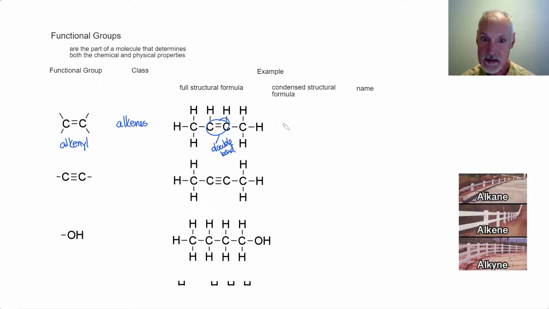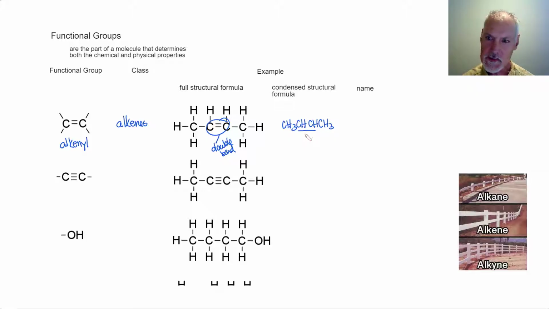Let's look at its condensed structural formula. So CH3, CH, CH, CH3. I can recognize in here that these carbons are not saturated or full. That must mean there's a double bond present in order for the carbons to have the four required bonds.